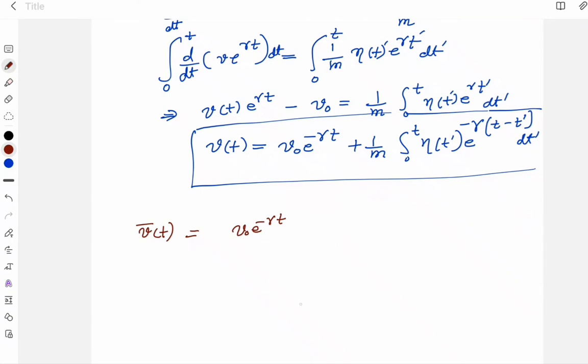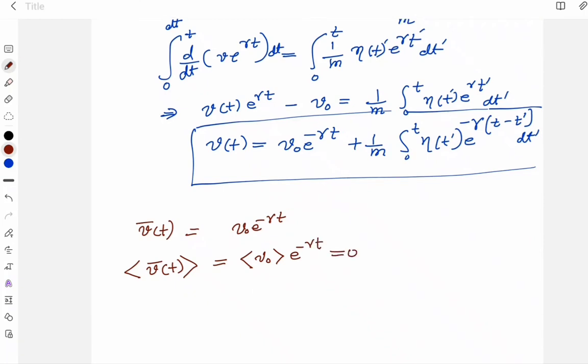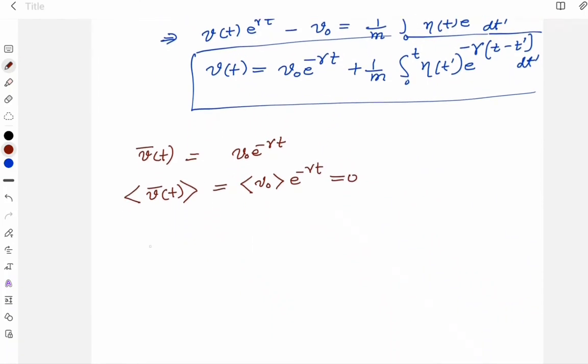And second, again we will have V(t) bar, the average over all initial conditions, is simply v0 average times e to the power minus gamma t, which is 0. Now let us do the v square t.